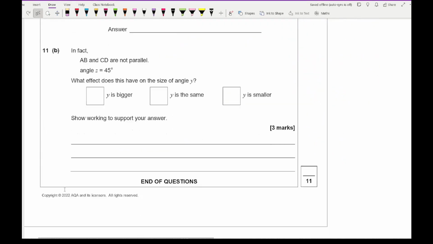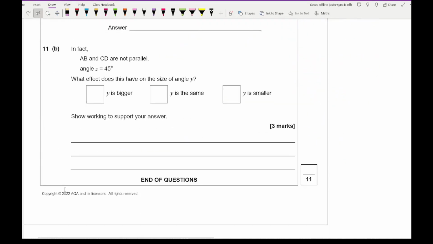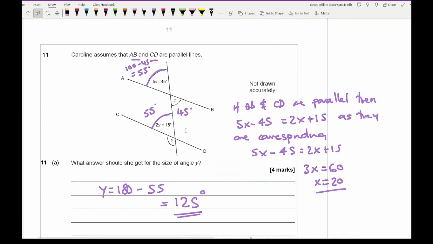So then moving on to the final part, it says, in fact, AB and CD are not parallel. Angle Z is 45 degrees. What effect does this have on the size of angle Y? Is it Y is bigger, Y is the same, or Y is smaller? Now again, do not tick a box until you've worked it out. So let's have a look at what this is. And again, you probably won't do this in an exam. Let me just rub out what I've just done.